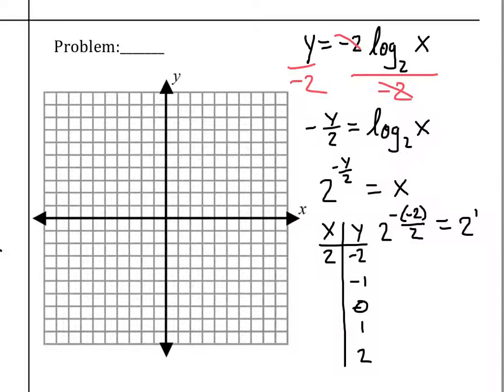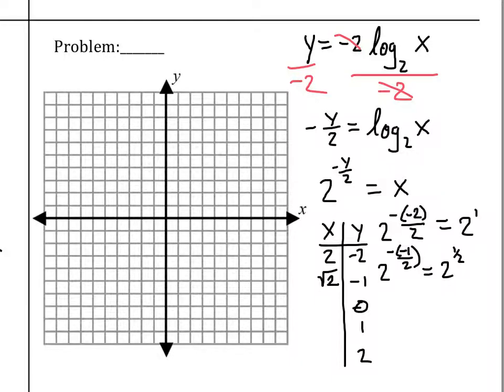Okay? Well, let's keep going here. 2 raised to the negative 1 divided by 2 power. Negative 1 is 1. And so we have 2 to the 1/2 power. What the heck does that mean? 2 to the 1/2 power is the square root of 2. 2 to the 1/2 power means the square root of 2. Remember doing that? Rational exponents? Oh, yeah.